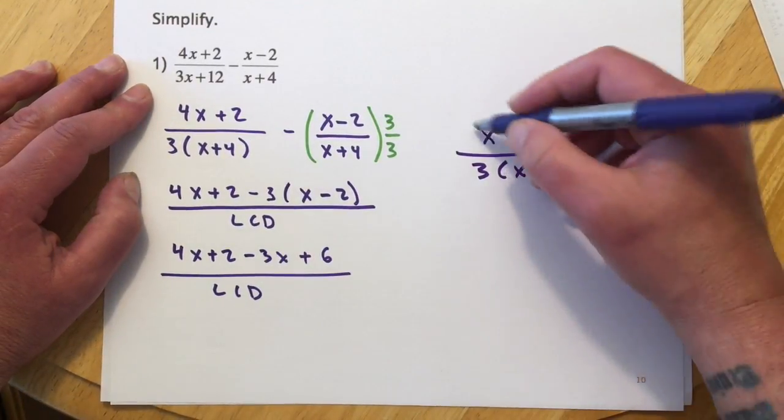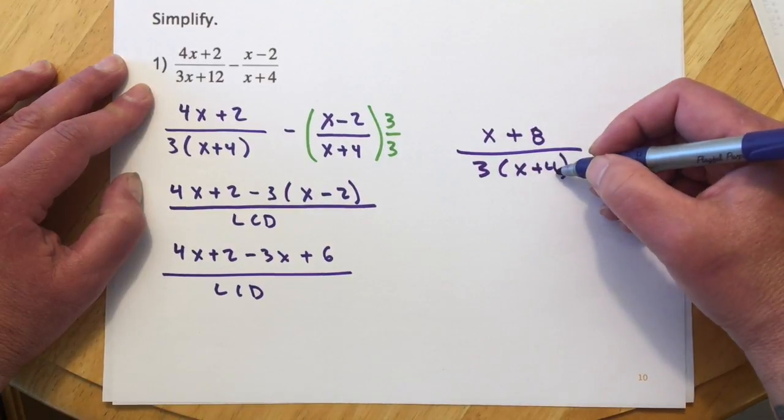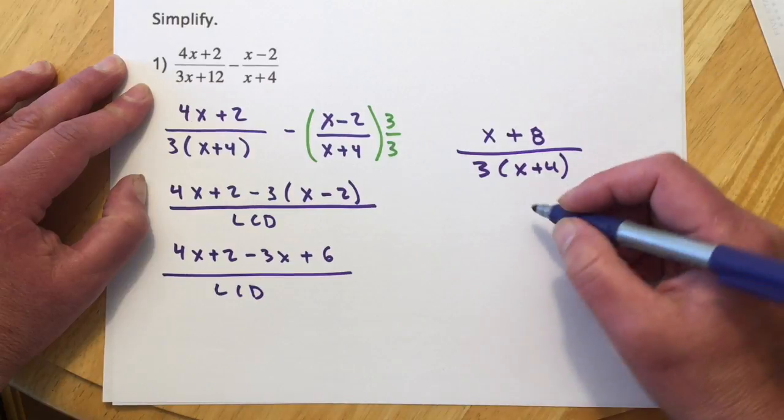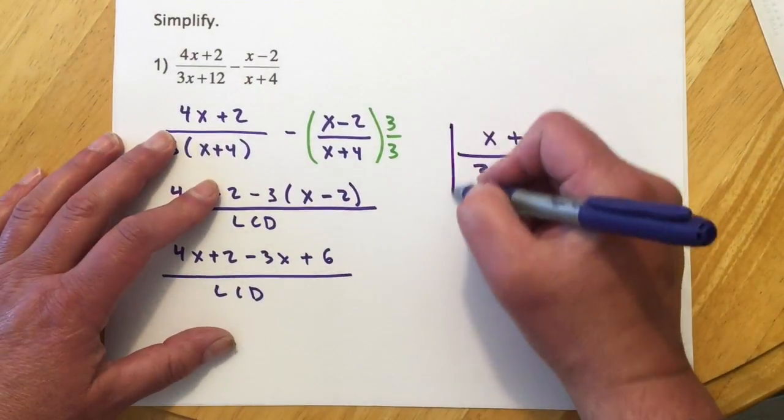That doesn't cancel. You can't, this would have to be an x plus 4 up here, or this would have to be an x plus 8. So you can't do the x's and go 4 and 8 or something, because it has to be the exact same factors. So that is as far as that one will go.